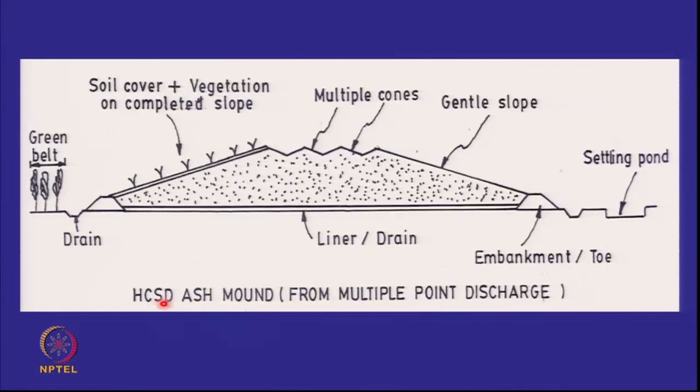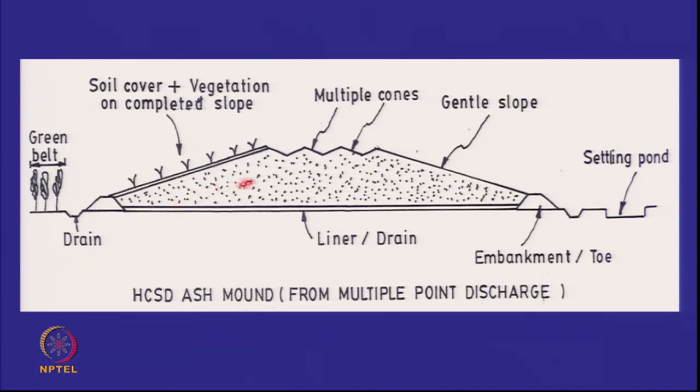So, high concentration slurry disposal ash mound from multi-point discharge, and after this is over you have a very high exposed area, please remember that, and if it dries out, ash is going to fly all over the place, so you might put a soil cover and have vegetation on it. So, these are multiple cones, and if you want to keep on moving it forward, finally you will get the profile like this and like that. At the end there is an embankment or a rock toe, and the water will be allowed to come into a toe drain. This is a porous rock toe with filters so that the water can come out. If there are still some fines coming through, you might want to have a settling pond.